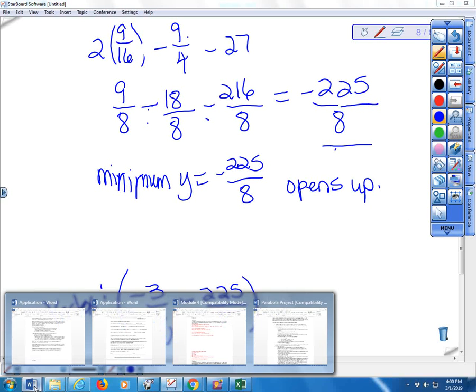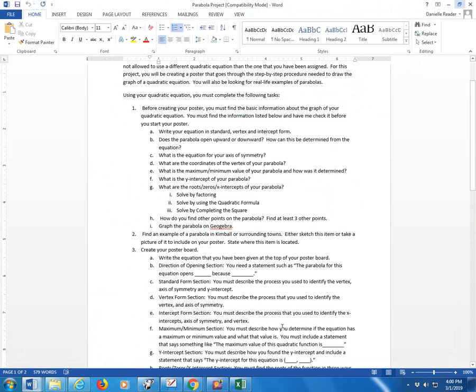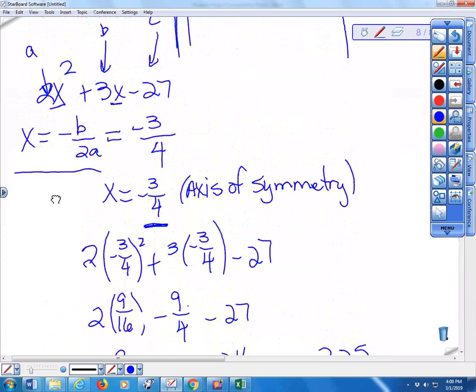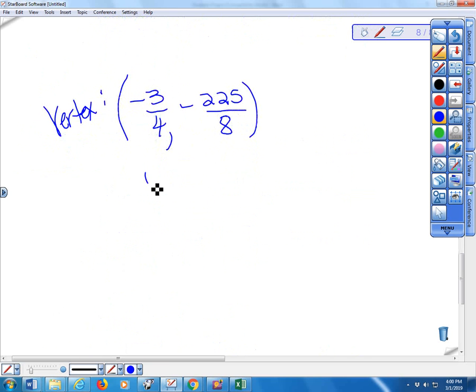All right, on to the next one. What is the max? Oh, we did that. What is the y-intercept? Standard form is the easiest way to see the y-intercept. The y-intercept happens when x is 0, because it's on the y-axis, and on the y-axis x is 0. So the y-intercept in standard form is always your constant. So my y-intercept is negative 27. So it's when x is 0, y is negative 27.